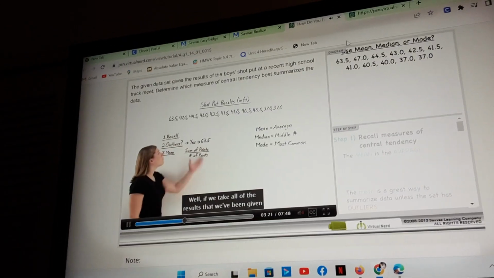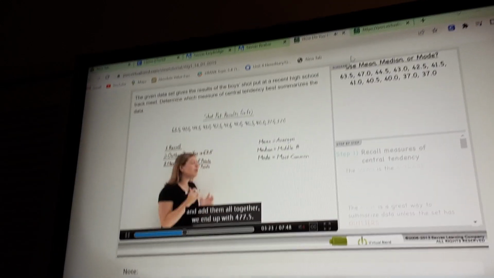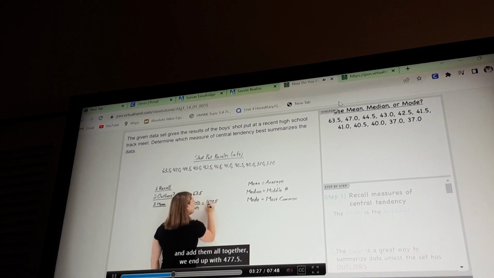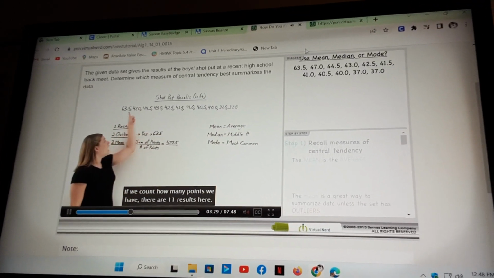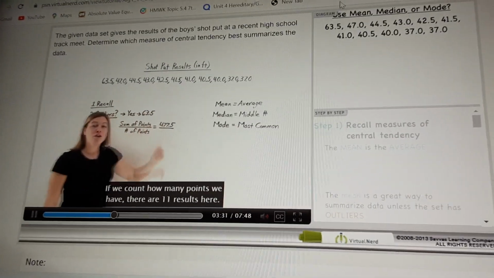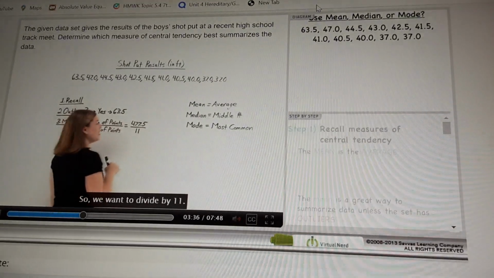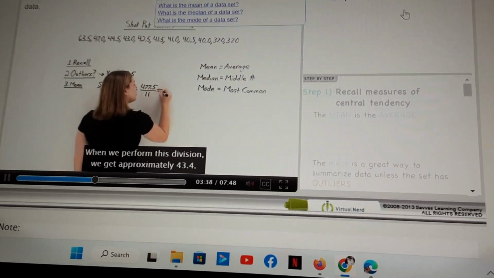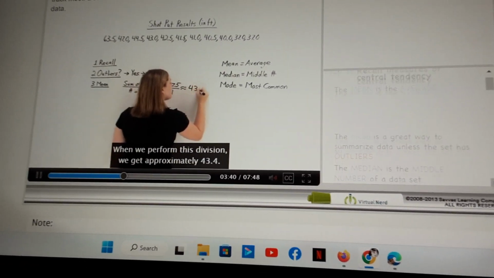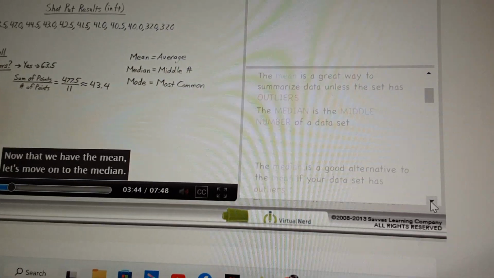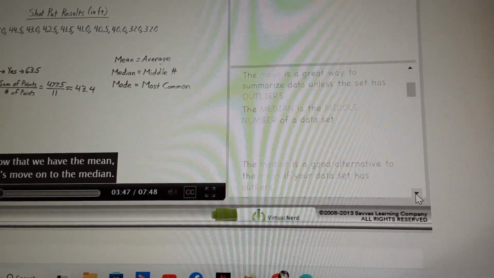Well, if we take all the results that we've been given and add them all together, we end up with 477.5. If we count how many points we have, there are 11 results here. So we want to divide by 11. When we perform this division, we get approximately 43.4. Perfect. Now that we have the mean, let's move on to the median.